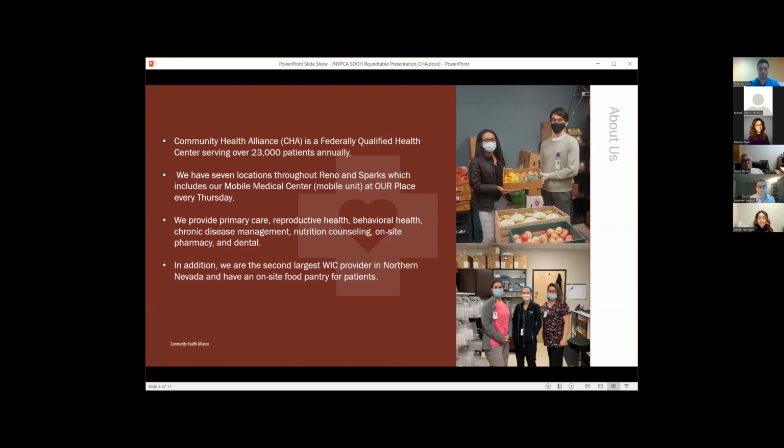Community Health Alliance, also known as CHA, is a federally qualified health center serving over 2,300 patients annually. We have 7 locations throughout the Reno-Sparks area, in each of the different quadrants to provide access to care, with most of our health centers being on a bus route so that patients have accessibility.